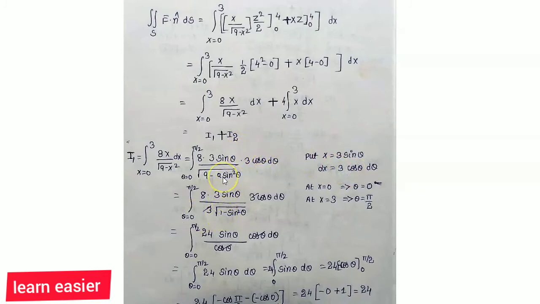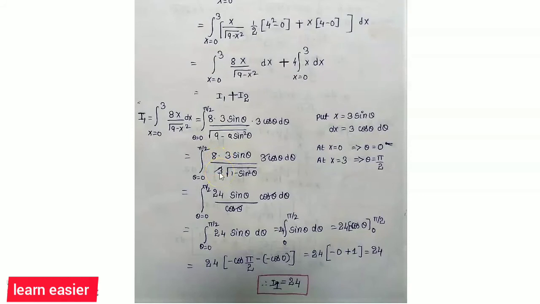After substituting, let's take 9 common from these. So we get 9 into 1 minus sine square theta, and after taking 9 out of the square root, we got 3 here. So you can see here is 3 and here also 3, so both are cancelled out. So finally we get 8 times 3 is 24, and here sine theta into cos theta by square root of 1 minus sine square theta.